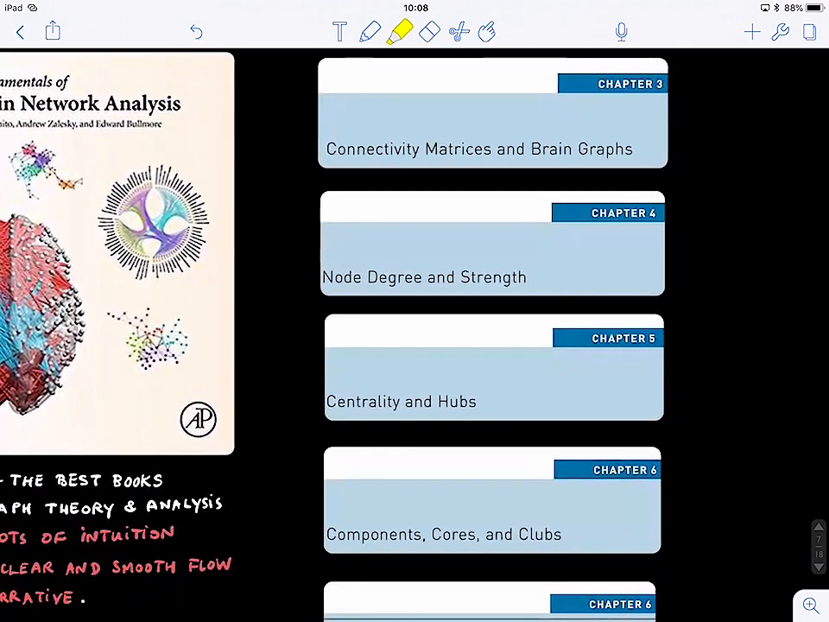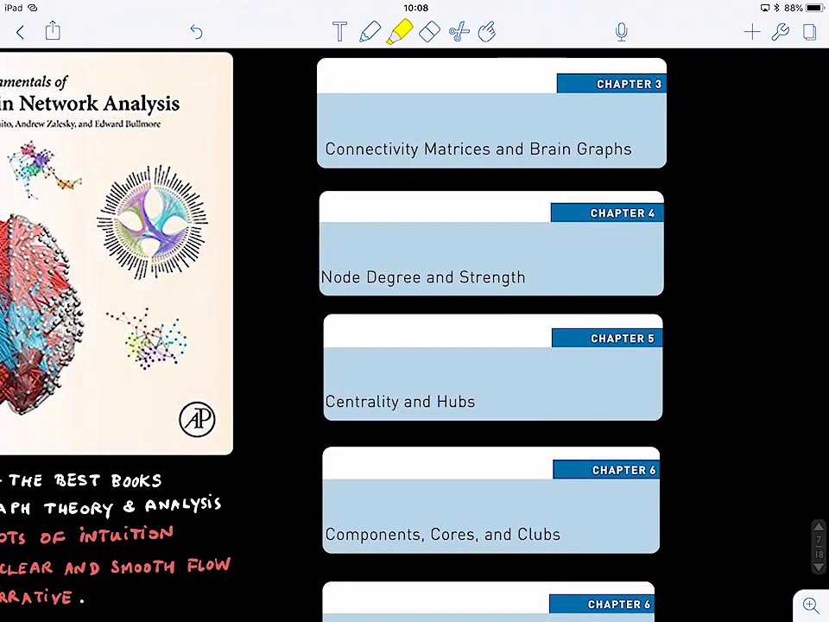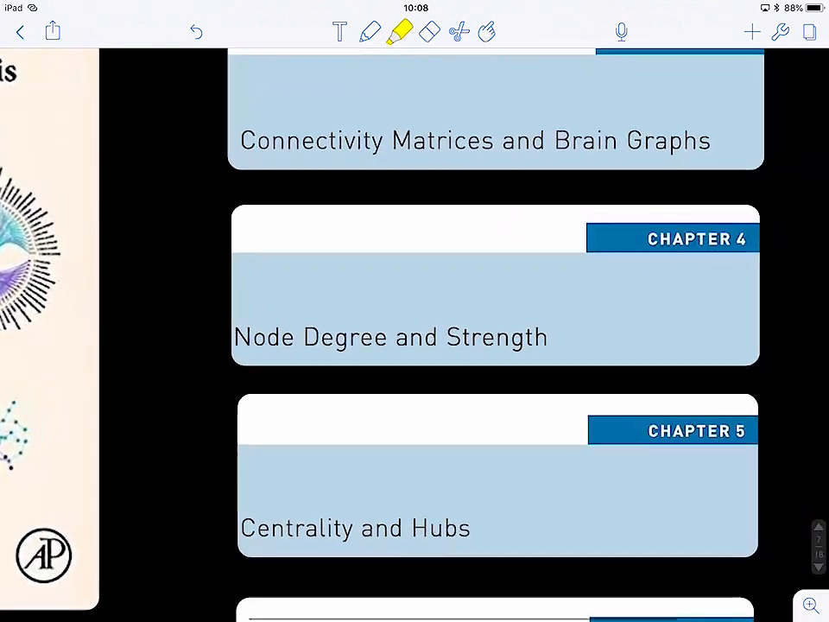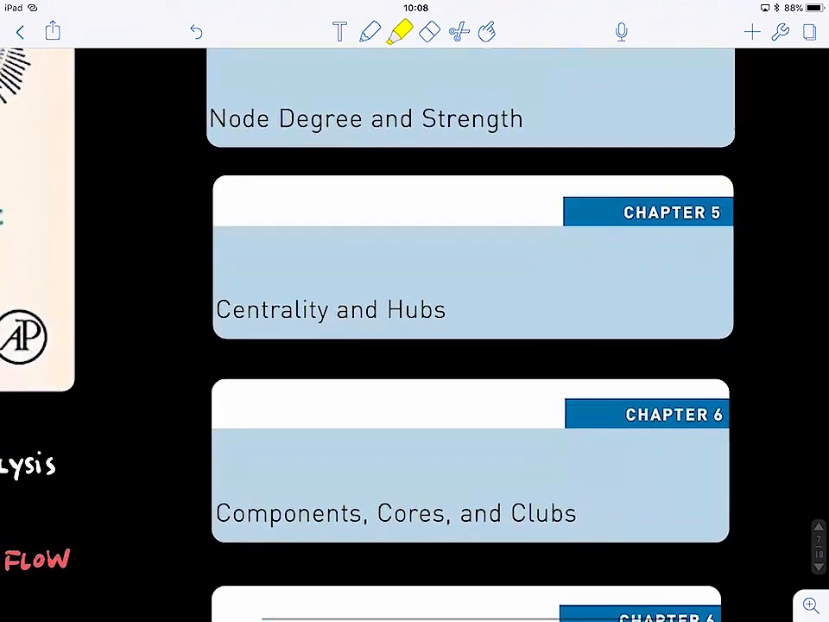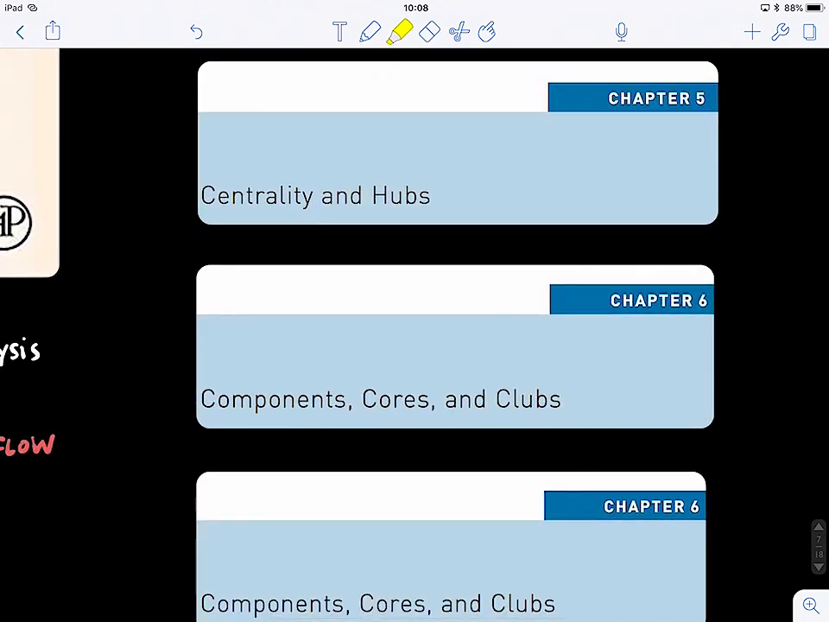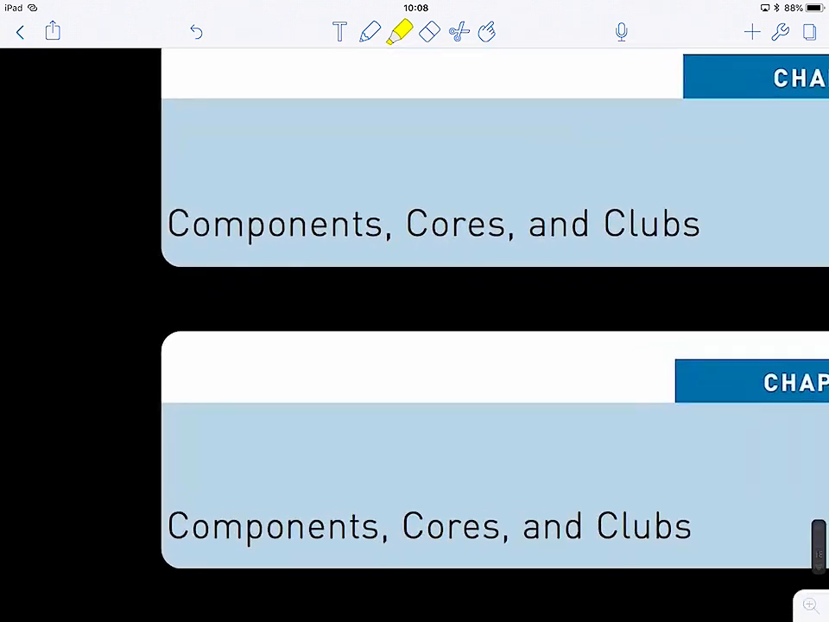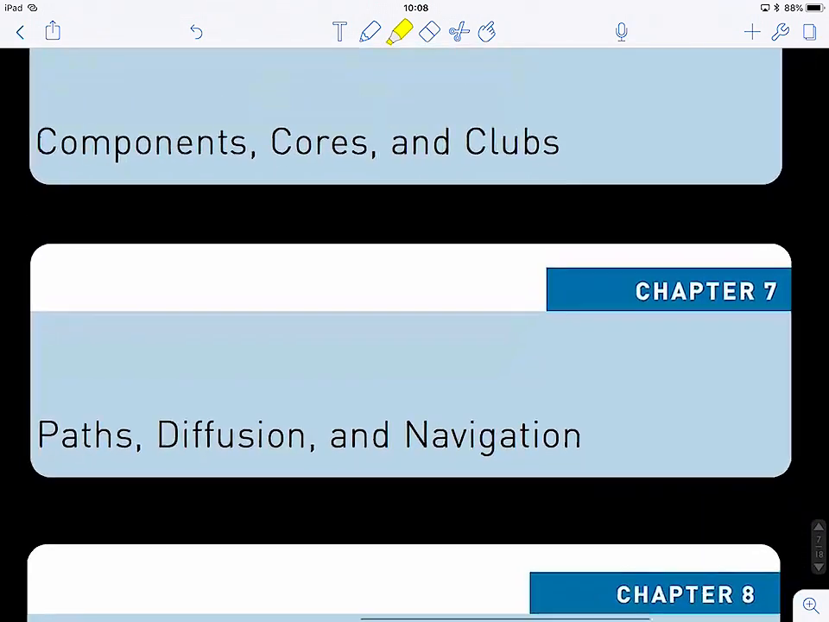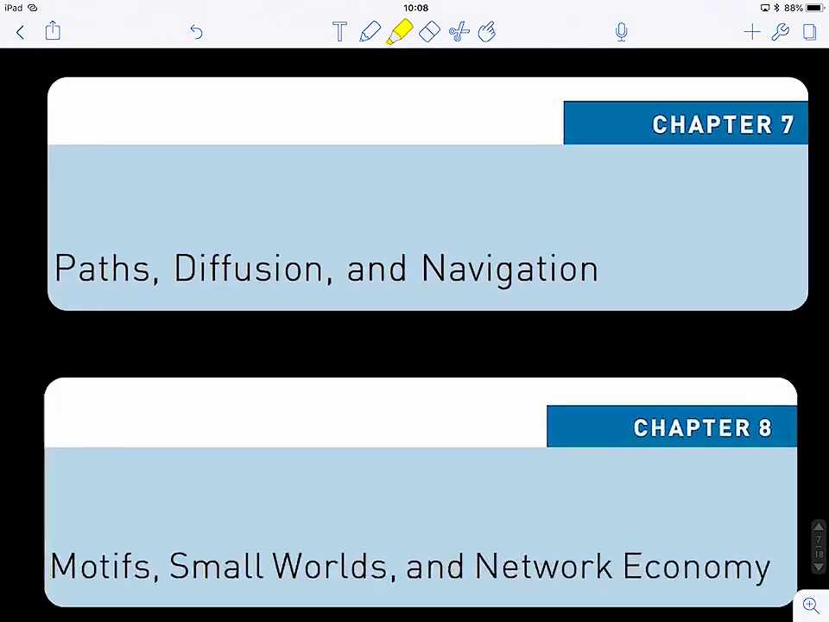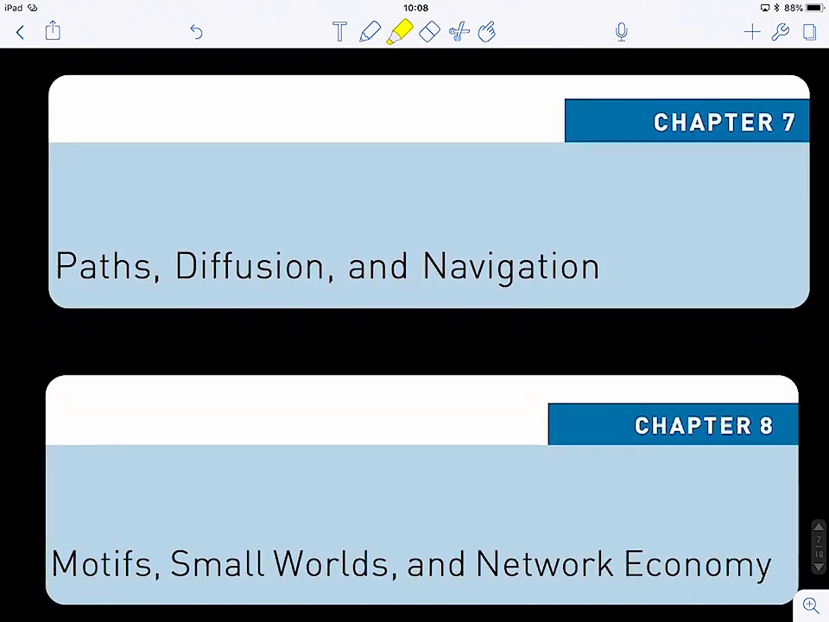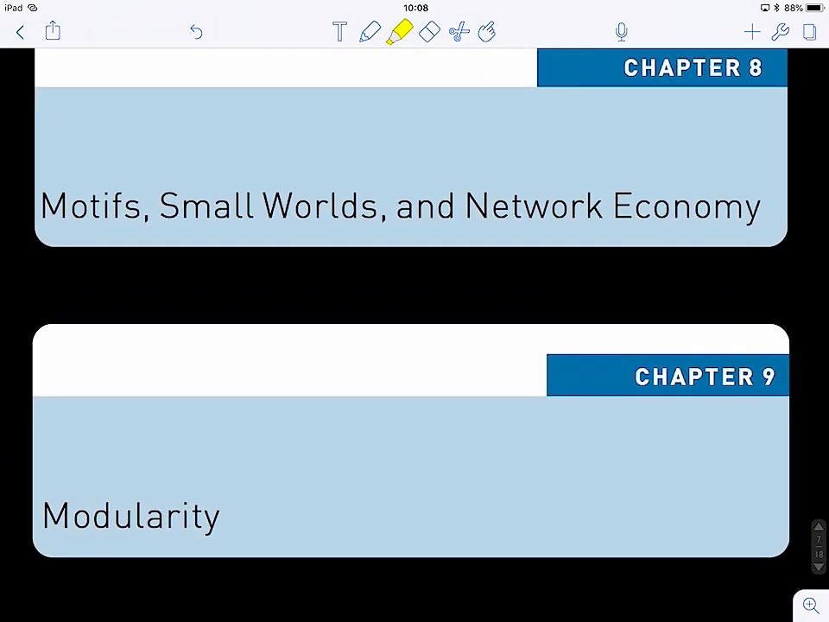Following the different chapters, we'll look at today connectivity matrices, node degrees and strength. We're going to have a look at the concept of a node degree in a graph, centrality and hubs, which are very important nodes in a graph, components, cores, and clubs of a graph. Then paths, diffusion, and navigation on a graph. We'll look at also motifs, small world, graph properties, network economy, and we're going to cover all the basic, classical graph theory algorithms through these chapters.